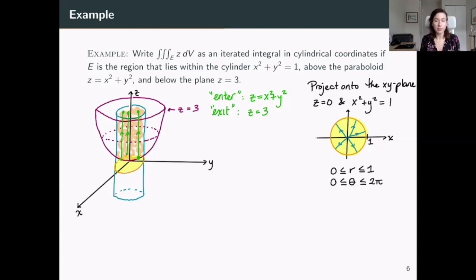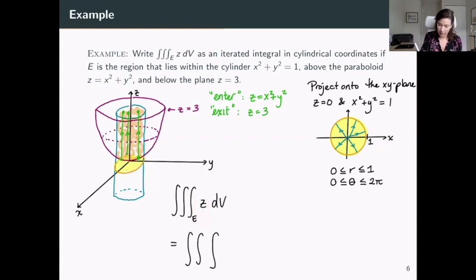Now that we have all of this, we can set up our iterated integral. So we have the triple integral over E of, not dz, sorry, we have just z dV. Because we're working in cylindrical coordinates, we don't need to change this. If there were x's and y's, we would need to make a change. But here we can end up setting it up as an iterated integral of z r dz dr d theta.